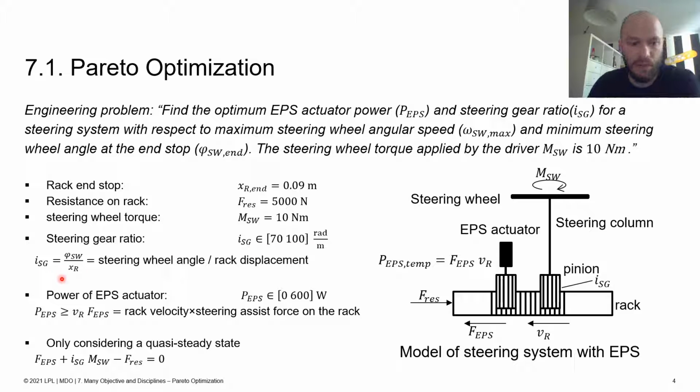Here are some formulas as well. How is the steering gear ratio calculated? It's calculated out of the angle of the steering wheel divided by the rack movement. So it's a classical formula. And the power of the EPS actuators, or second design variable, is supposed to be between 0 and 600 watt. And there is another formula. The power of the EPS actuator has to be higher than the velocity of the rack multiplied with the steering assist force on the rack.